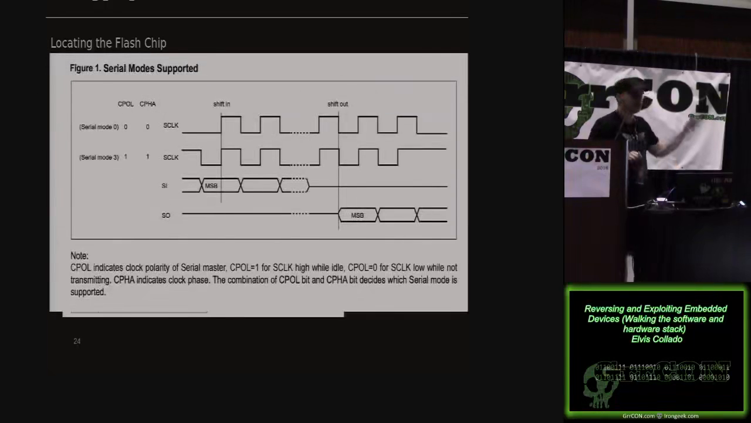This was just another thing: when you're using the logic analyzer, you want to line things up, like, all right, I've got the clock, I've got input, output, how is everything working? This is just a random image from the data sheet, showing you the input, output, and the clock, and what shift in, shift out looks like. Very simple, straightforward.